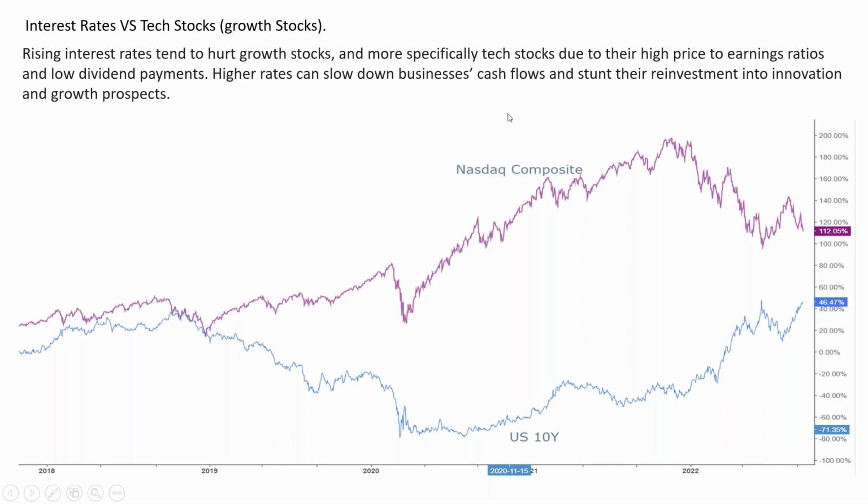Usually tech stocks have a high PE ratio and low dividend payment because you expect them to grow faster. So they don't pay much dividends. TCS does, but most tech stocks don't, and you expect higher growth from them. Higher rates can slow down businesses. Higher interest rates can slow down cash flows and stunt their reinvestment into innovation and growth, because IT is all based on innovation and growth. These are growth companies. They have to invest in this. So because higher rates can slow down the businesses, that is why.